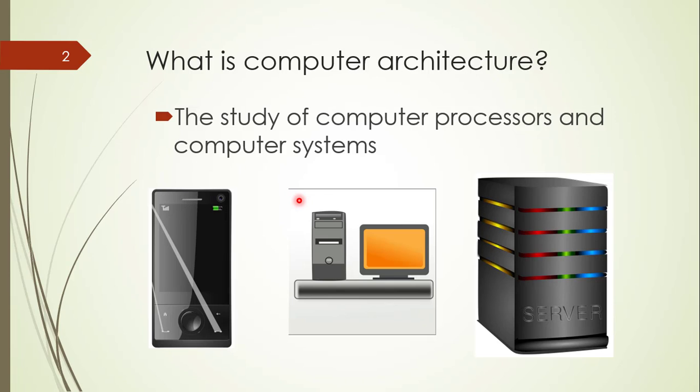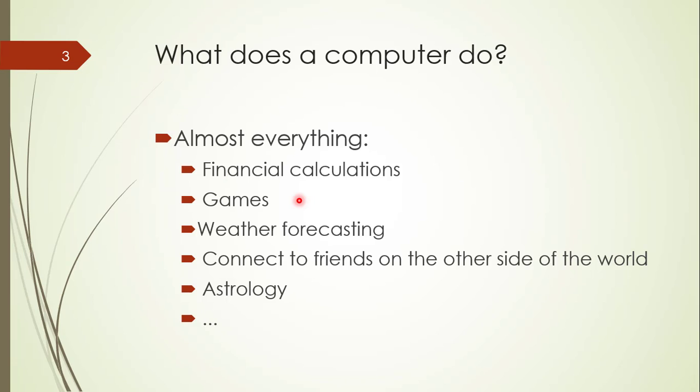Some new additions have come to this list, like a smartwatch or a smart sensor. So, even they also fall broadly within the broad ambit or the broad realm of computer architecture. What do these computer systems do? Well, in the modern world, they do everything, starting from financial calculations to games to weather forecasting to just connecting to friends on the other side of the world, right? So nowadays we can get on Facebook and we can see what our friends on the other side of the world in Europe or in the US are doing.